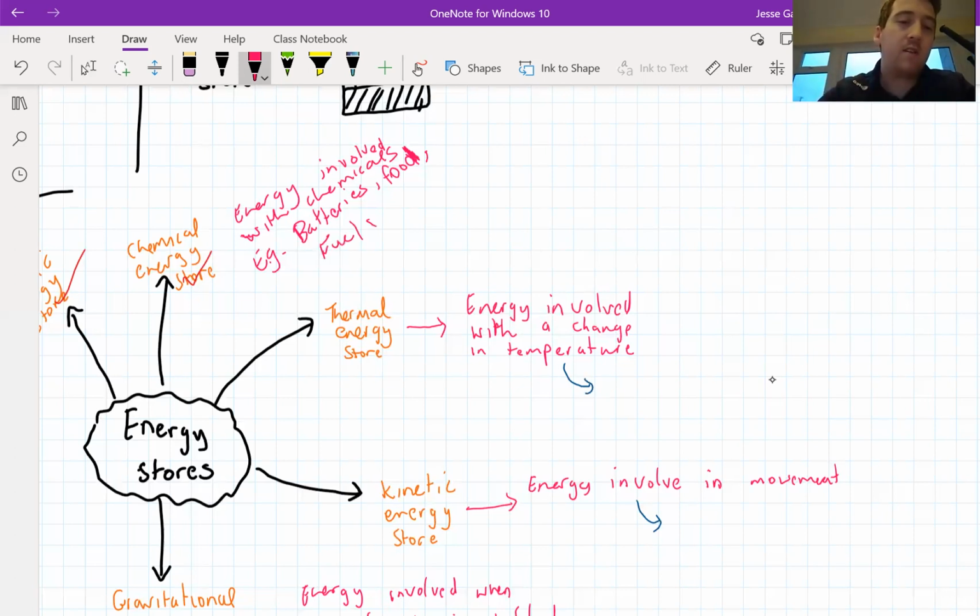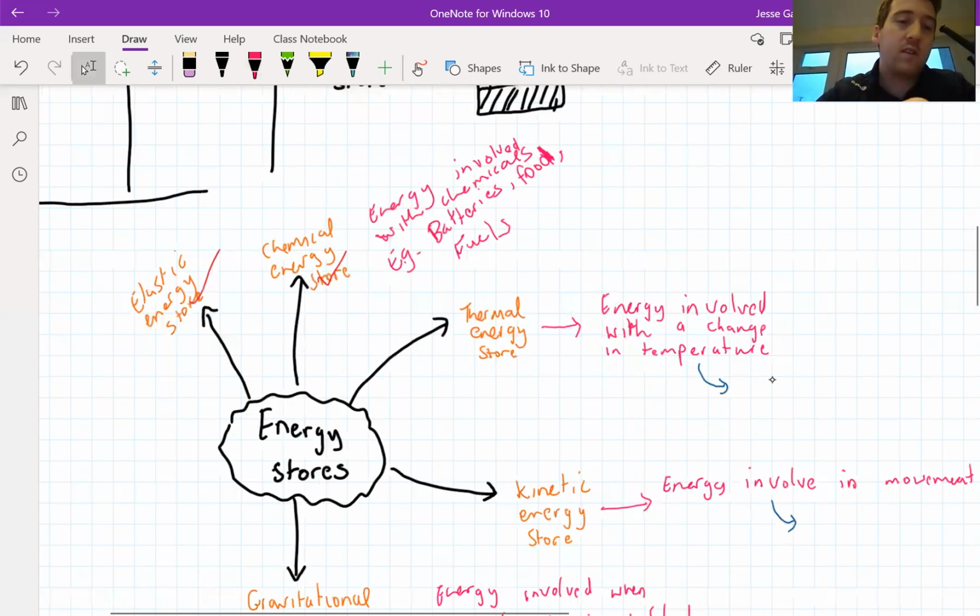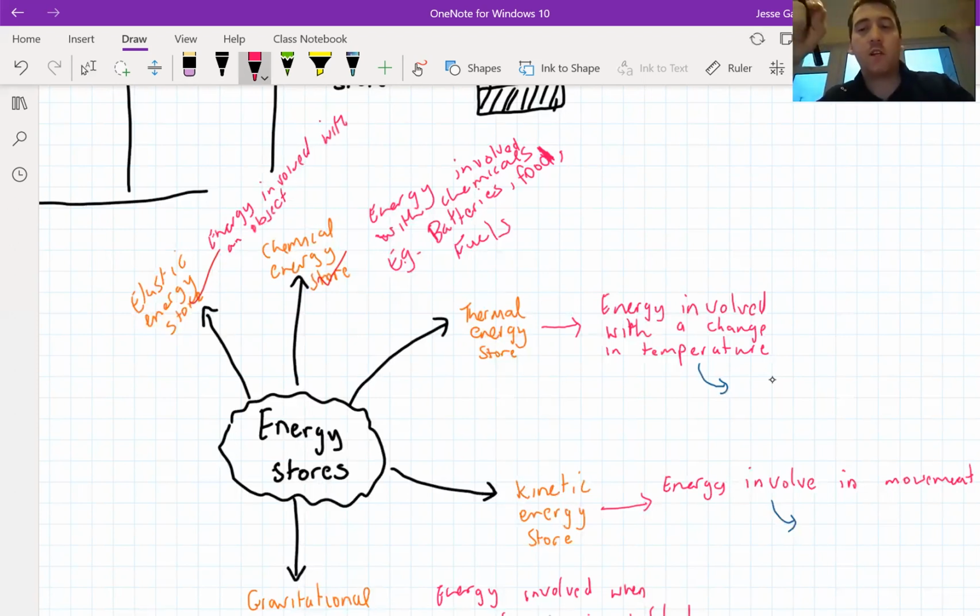Energy involved in chemicals. And the elastic store was energy involved with an object. And what do you do to the object? So think of the elastic band and the spring that we talked about. What are we doing to them? Pause the video, make sure you have an answer attempted.